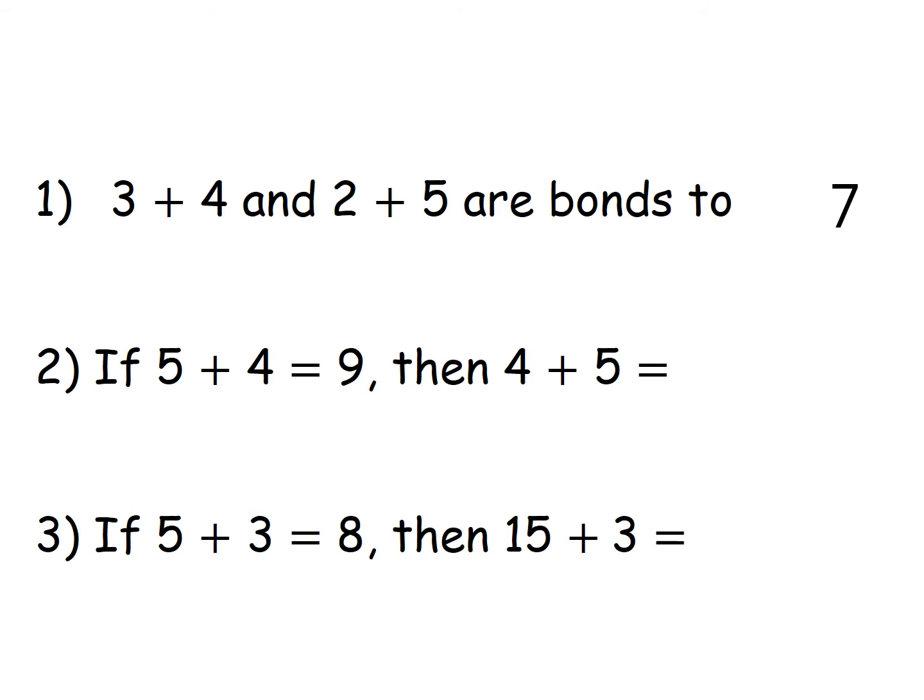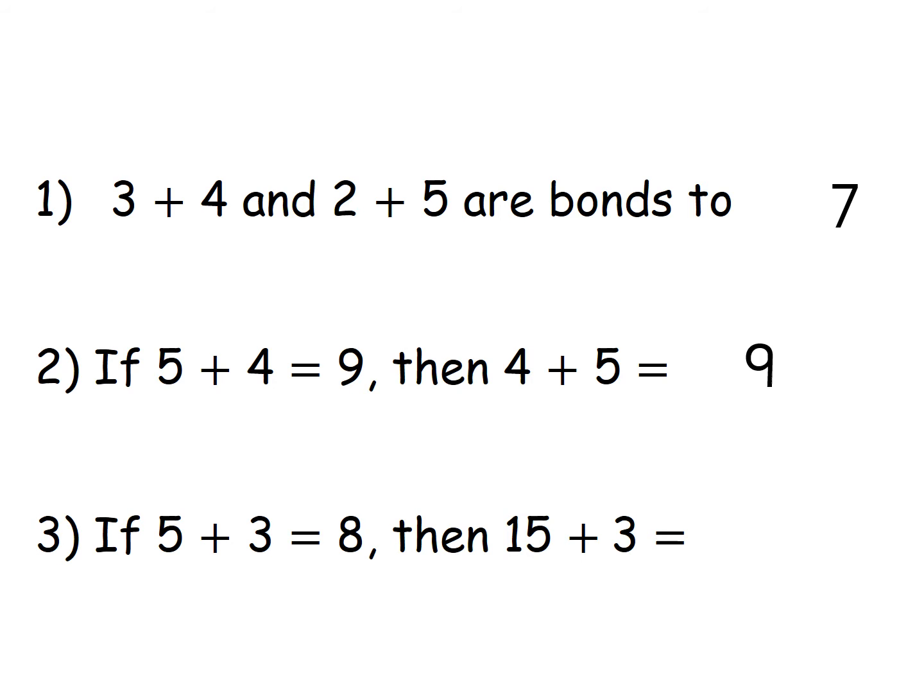It says if 5 add 4 equals 9, then 4 add 5 must equal 9, because we know that when we're adding, it doesn't matter which way around the numbers go, they will make the same answer. So if you see 4 and 5 or 5 and 4, they make the same answer.